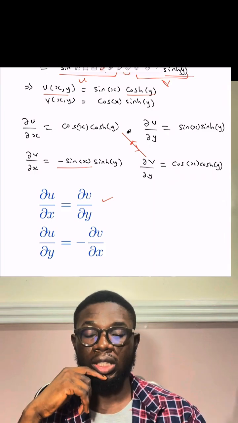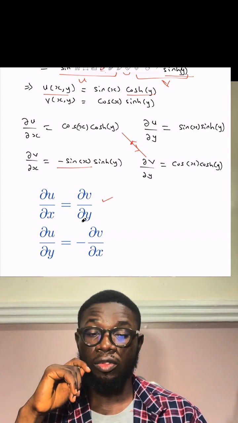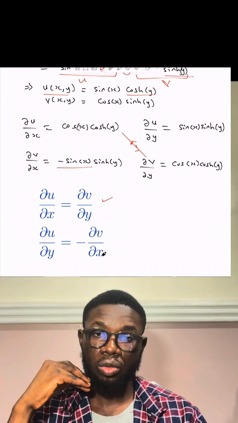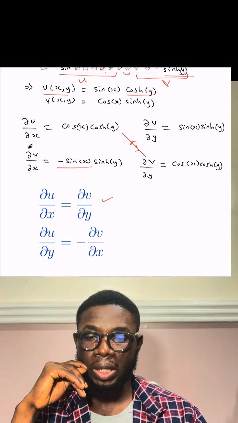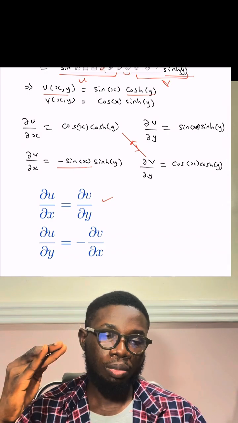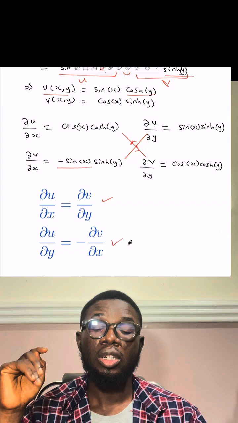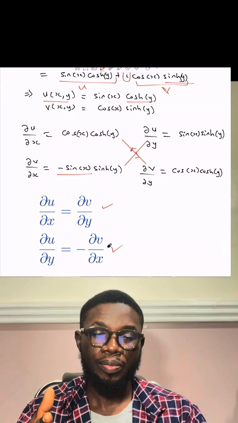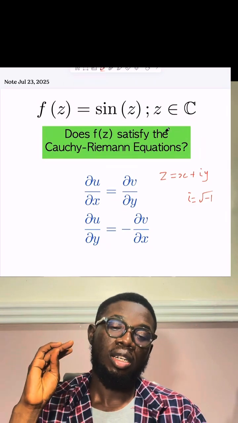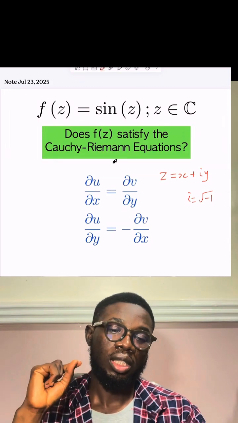So the first equation is satisfied. When we look at the second equation, it says that the partial derivative of u with respect to y must be the negative of the partial derivative of v with respect to x. So when you look at that, the partial derivative of v with respect to x is just the negative of what the partial derivative of u with respect to y is. So this is also satisfied now. Hence, we have been able to show that the function f(z) = sin z, where z is a complex number, satisfies the Cauchy-Riemann equations.